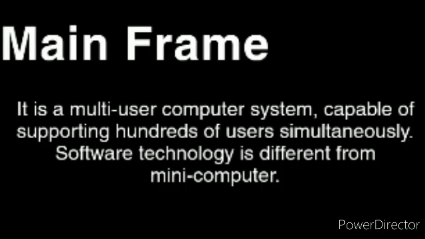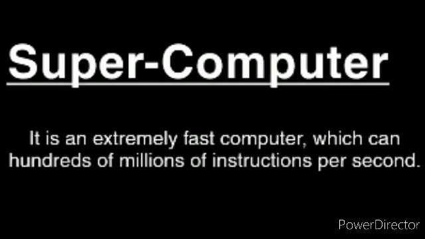Fourth is the mainframe. It is a multi-user computer system capable of supporting hundreds of users simultaneously. Software technology is different from mini computer. And the last is the supercomputer. It is an extremely fast computer which can execute hundreds of millions of instructions per second.